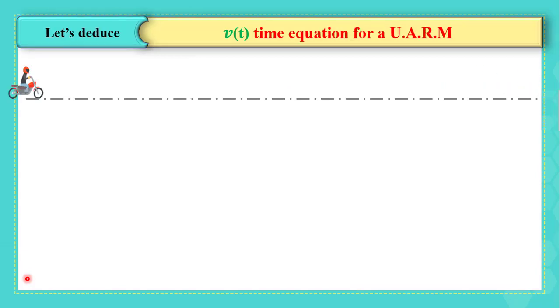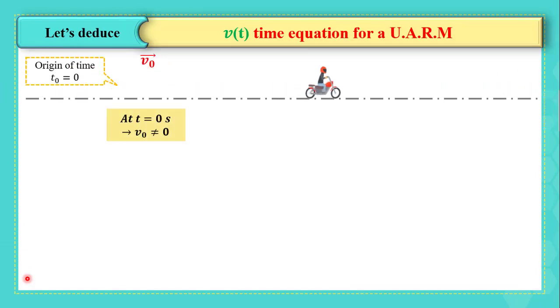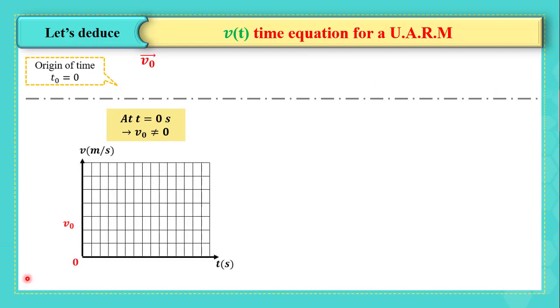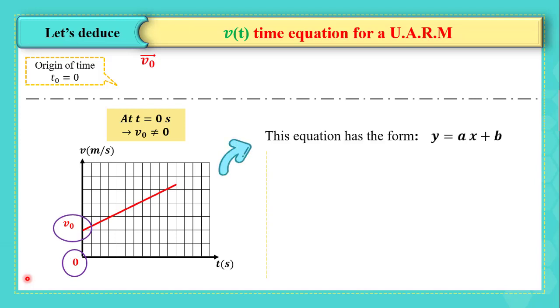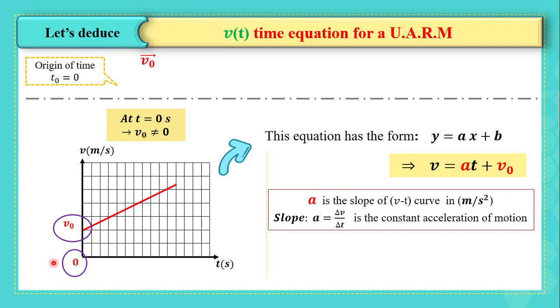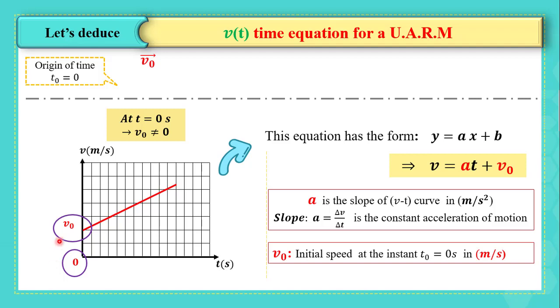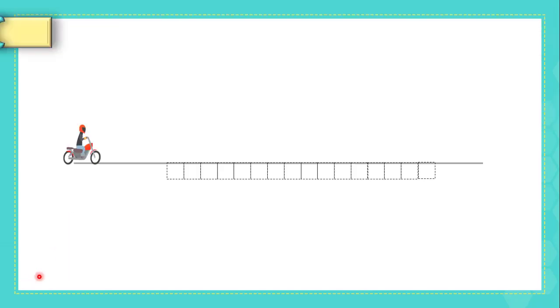But in the case where the object starts with an initial speed v0 different from 0, then the curve obtained will have the form of y equal ax plus b, where b is the y-intercept, which is the initial speed at t equal to 0. Then the equation becomes v equal at plus v0, where a is the slope of the curve representing the constant acceleration of motion, and v0 is the initial speed at the instant t0 equal to 0.